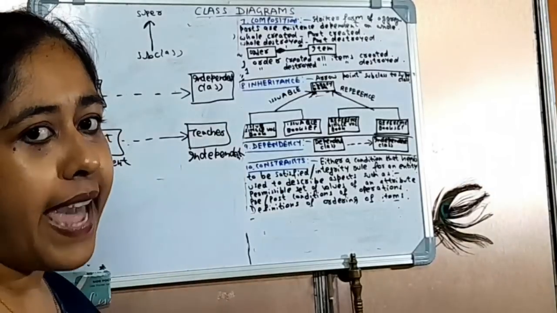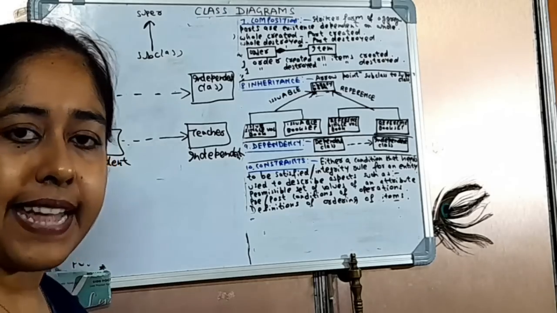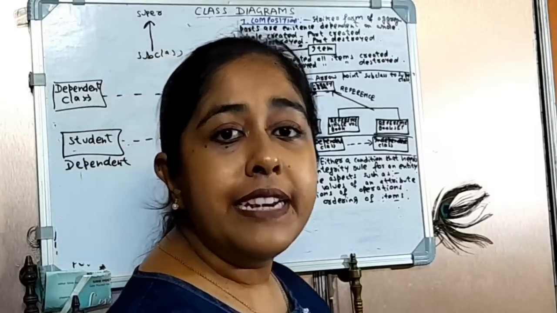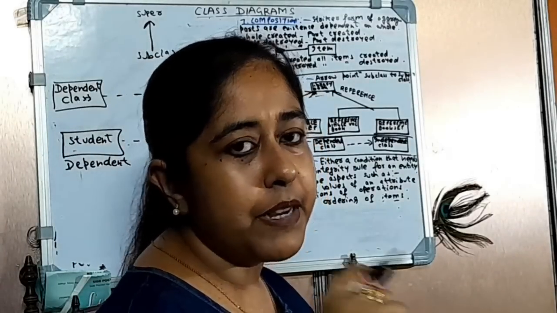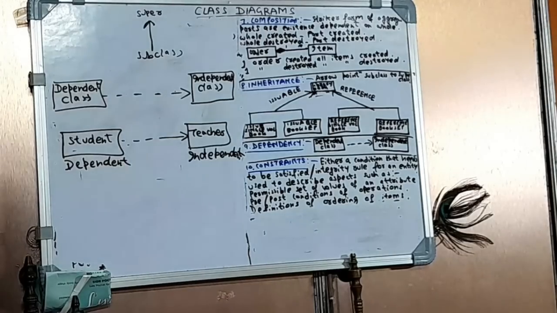And here also the arrowhead is very important. The arrowhead will show you the independent class, and the tail, or the end of the arrow, will show you the dependent class, which thing is dependent on which thing. So this is basically what is there in the dependency relation.